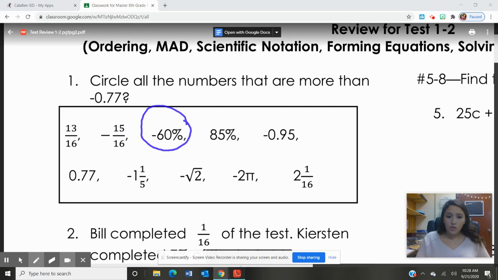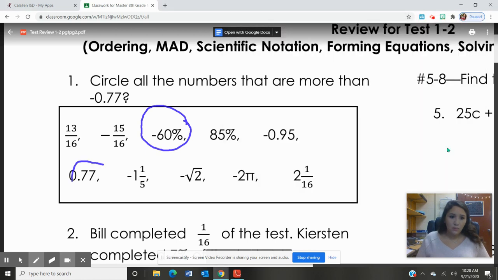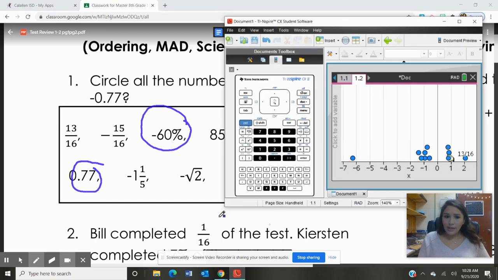Okay, now let's look at our next number. Our next number is 0.77. My next number is 85%.